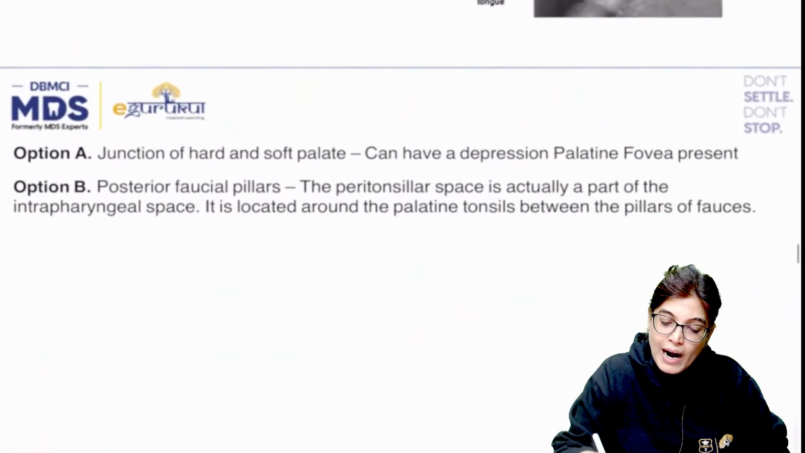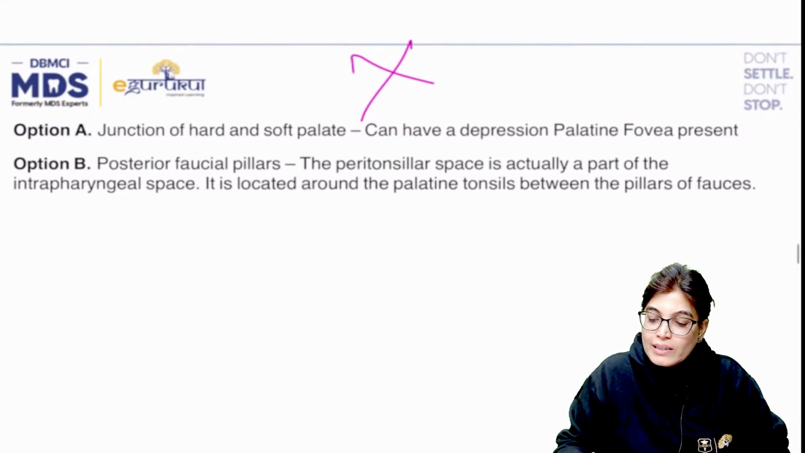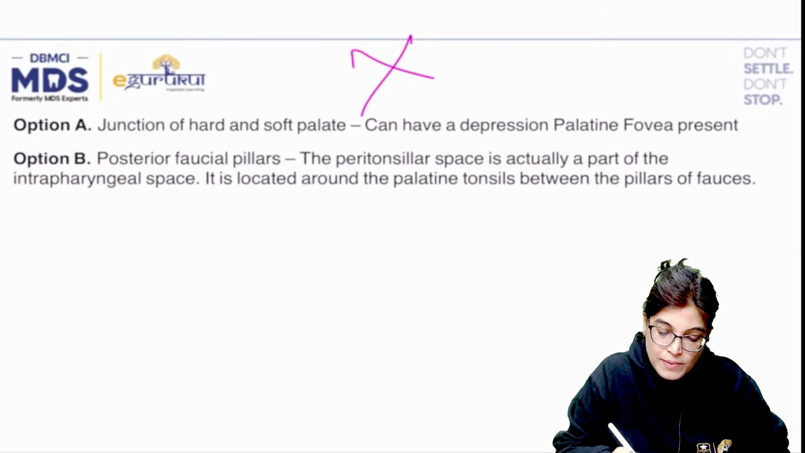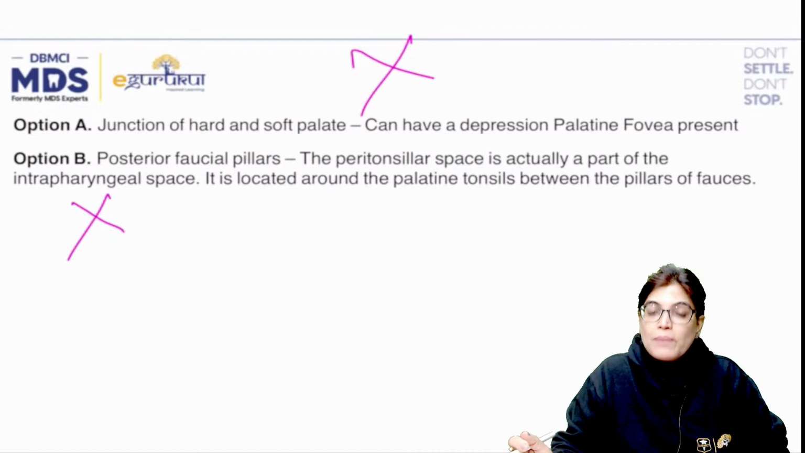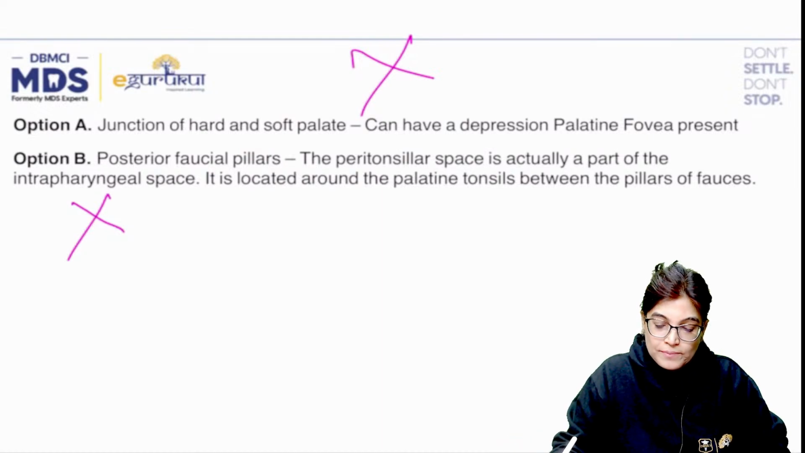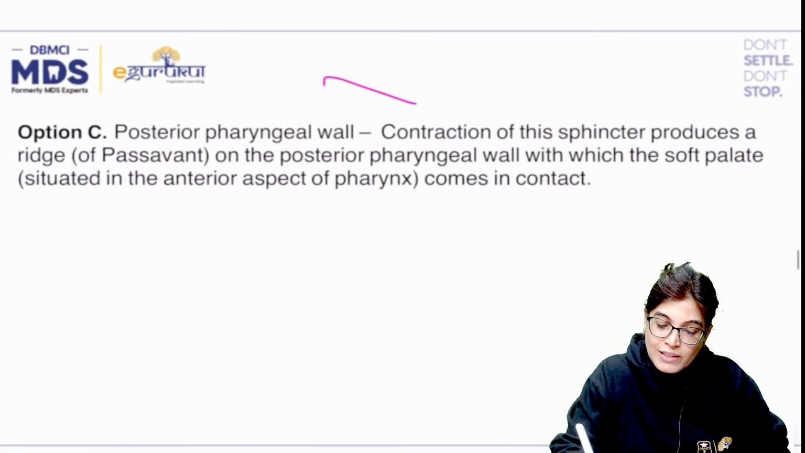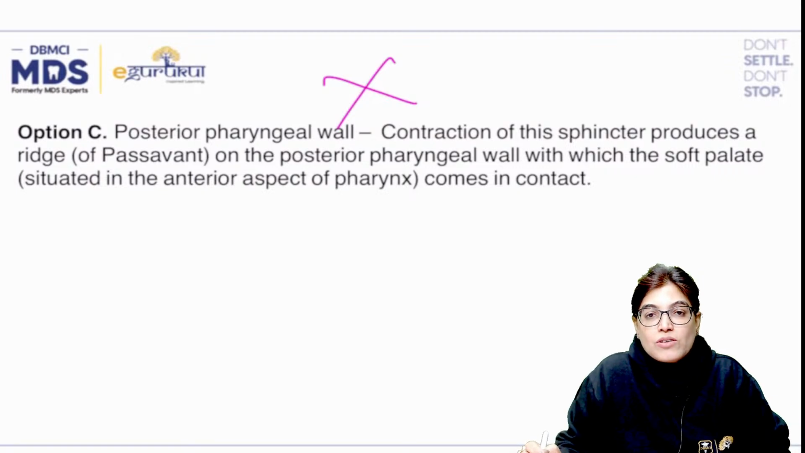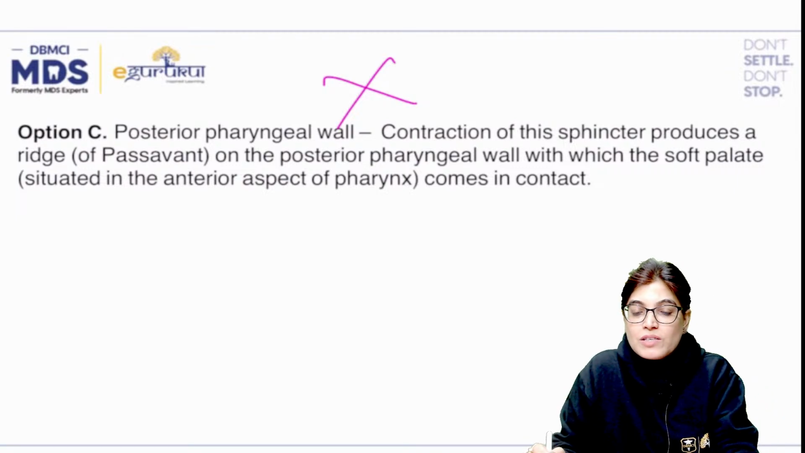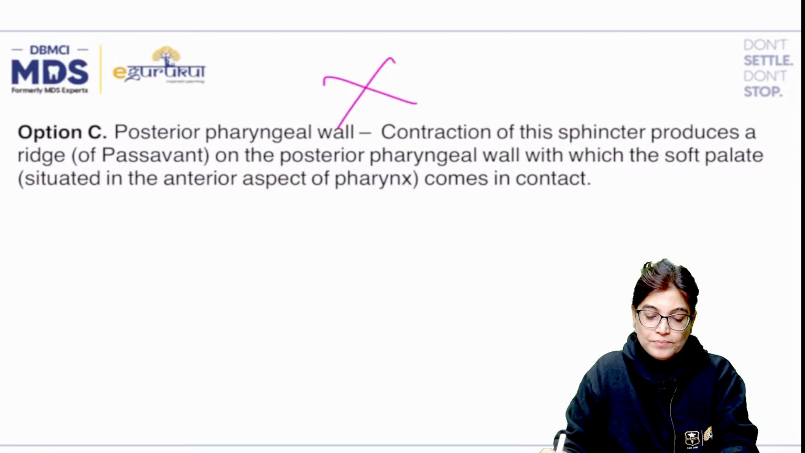Now, junction of hard and soft palate is not the right answer. It is where the palatine fovea is present. Posterior pillars are where the peritonsillar space lies. Posterior pharyngeal wall is also not correct; contraction of this sphincter will produce the Passavant ridge, which merges with the superior constrictor muscle.